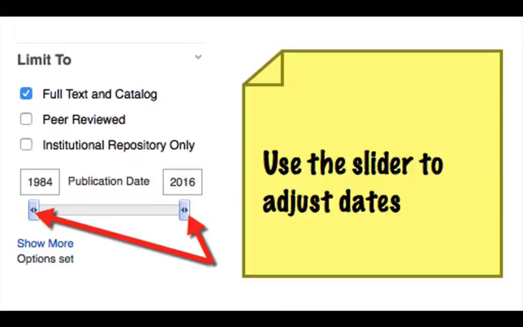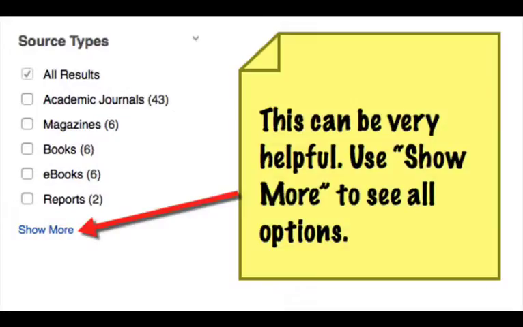You have the option to change the dates of publication. Please note that there's a show more on every single one of these sections, and that's important. Always click on show more to see what other options are available. It gives you source types. This is super helpful if you're looking for newspapers. There are no newspapers listed here because we didn't pull up newspaper articles with that search, but you can narrow it down to ebooks or academic journals, which are 2 that students very often have to look for.